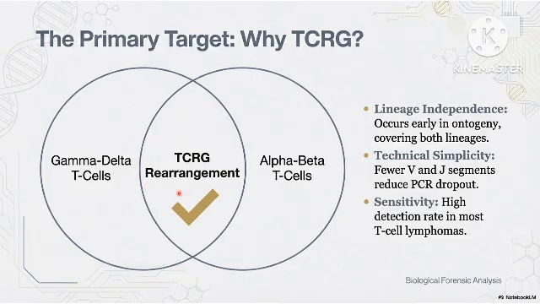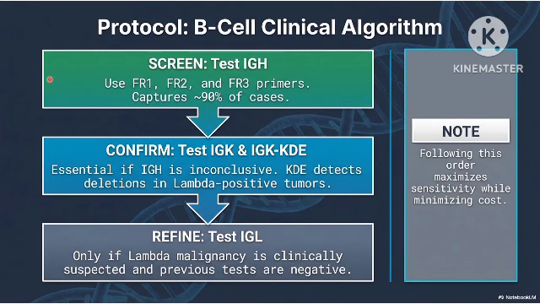Even if you look at the structure, it lacks D segment. So it will reduce the PCR dropout rates. It is highly sensitive but less specific when compared to TCR beta. So the proposed clinical algorithm based on our understanding now is to screen IGH with the help of FR1, FR2, FR3 primers. It can capture clonality in almost 90% of the cases.